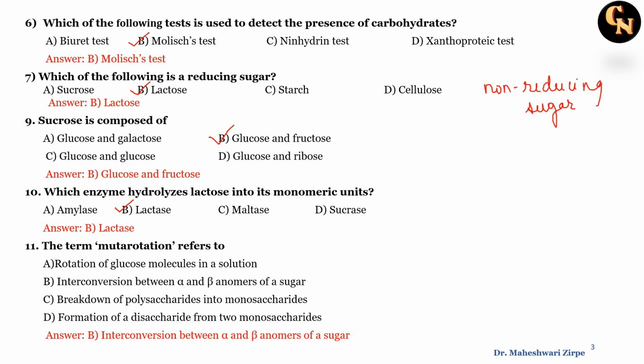Now the next one is: the term mutarotation refers to dash. Basically, mutarotation is the conversion of alpha and beta anomers of the sugar. Alpha anomer gets converted into beta anomer. If this conversion is taking place, such rotation is called mutarotation, and they are interconvertible. So alpha can be converted into beta and beta can be converted into alpha. So option B is the correct option. Now let us go to the next one.